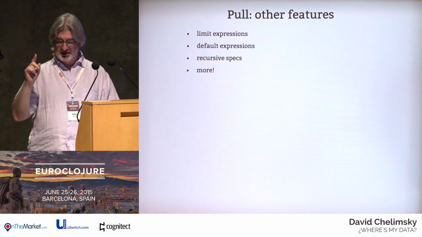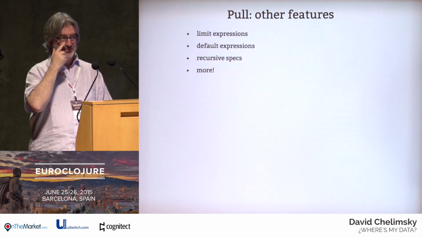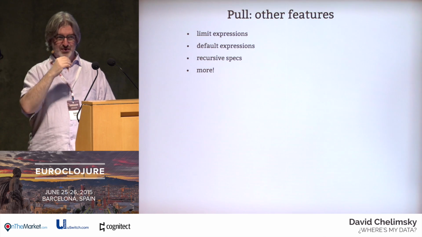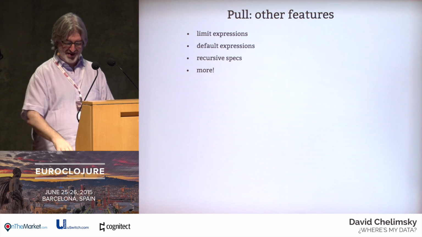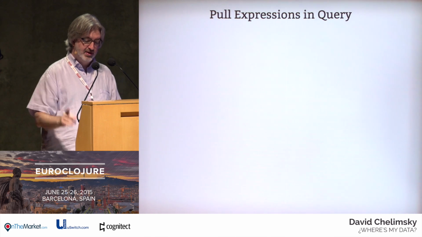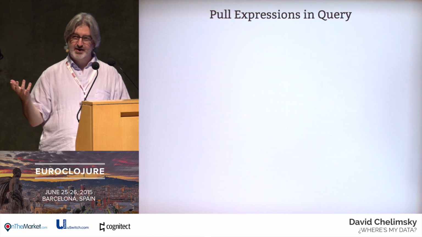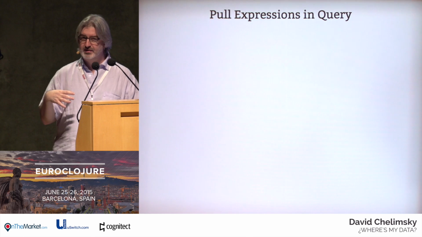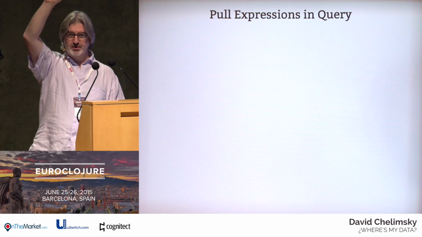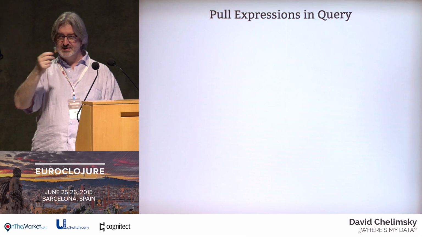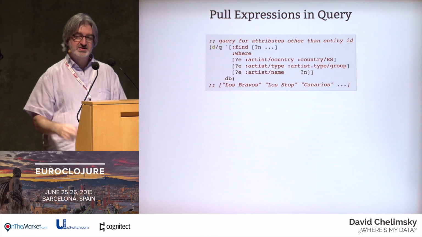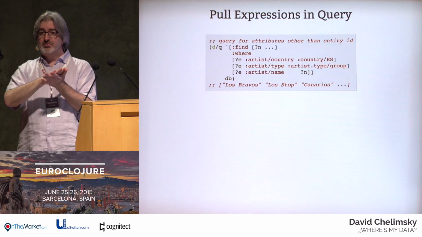If you have a friends of friends of friends kind of scenario, you can stop the recursion at a certain point so that you don't gobble up the entire graph in one go. And there's more that I won't go into right now, but what I want to move on to is combining pull and query. So far, what I showed before was, you could query for just the entity IDs, and then you could use the entity API or the pull API to flesh them out. Well, it turns out that you could do the same thing in one function call.